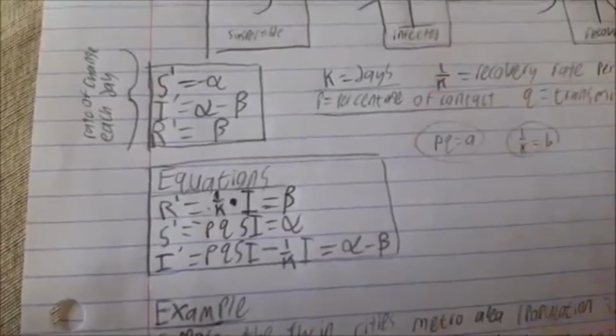In the upcoming equations, K will represent the days, 1 over K will represent the recovery rate per day, P will represent the percentage of contact, and Q will represent the transmission coefficient. The equations used for this model are as follows.